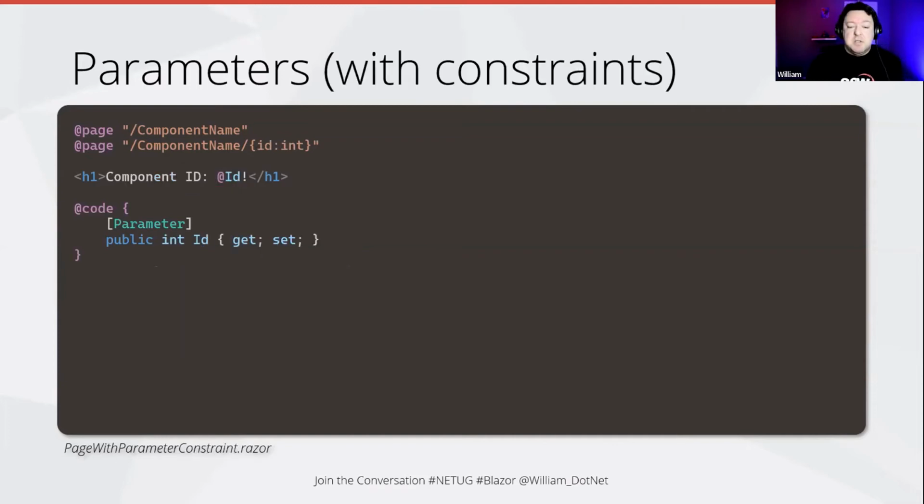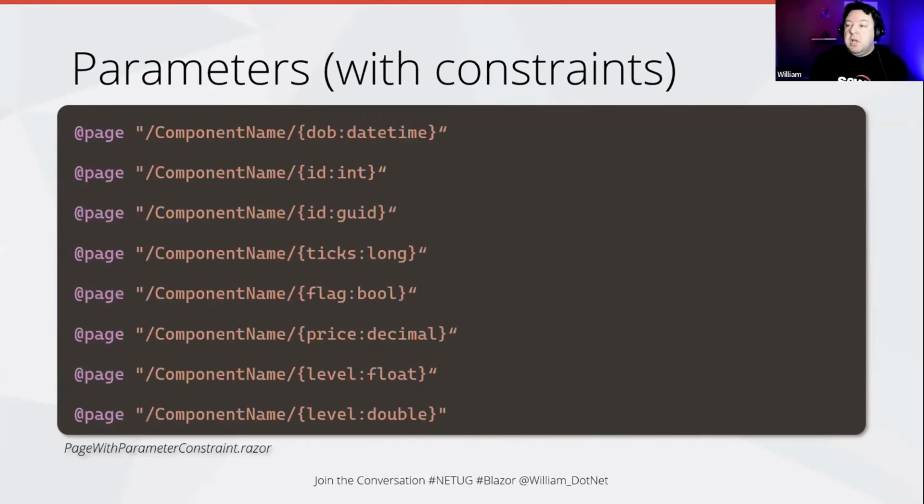We can also add some constraints. Instead of just everything being a text value, we can say, hey, I want this ID parameter to always be an integer. If it's not an integer, it would redirect us to the error page. And here, again, same thing. We bind the ID field as a parameter, but it's guaranteed to be an integer, and we can display it and use it as an integer.